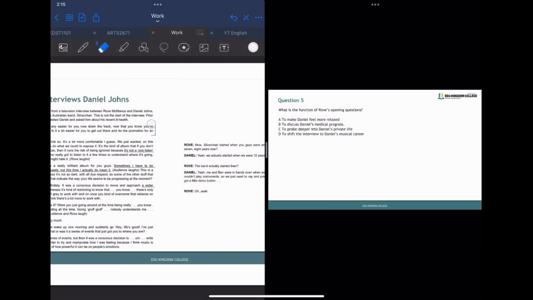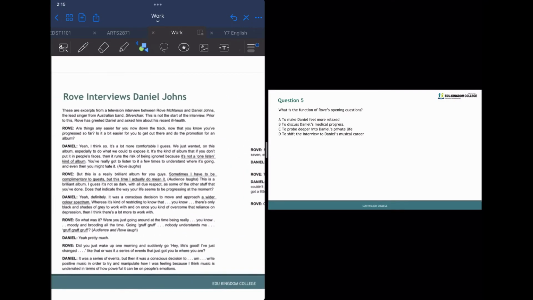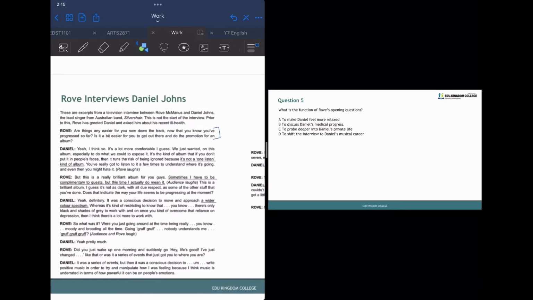The second extract, and we'll be deconstructing this through the questions. So, for the first question we have, what is the function of Rove's opening questions? So if we take a look at the opening lines, we do have the overview of Rove and their television interview. So Rove is interviewing Daniel Johns, who is a musician. Over here in blue are the questions that Rove asks Johns. So, is it a bit easier for you to get out there and do the promotion for an album? So I want to look at that part. Do the promotion for an album.